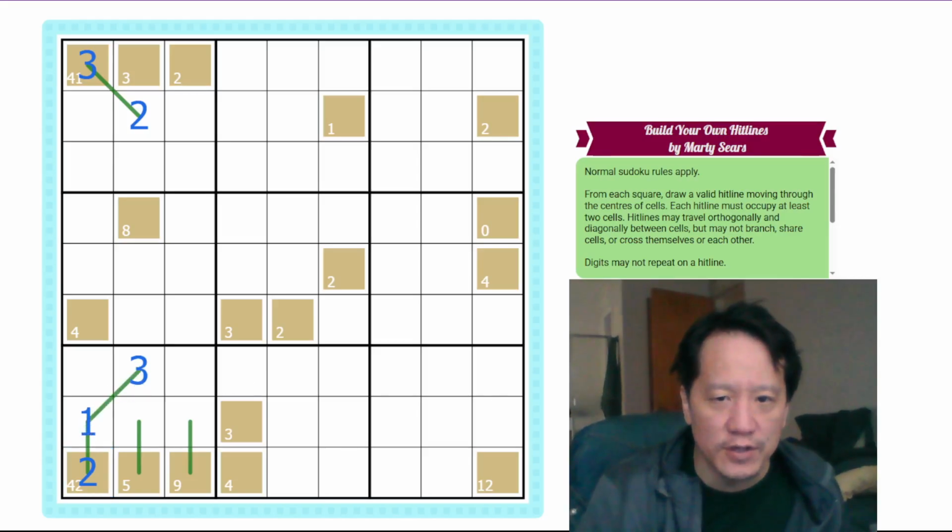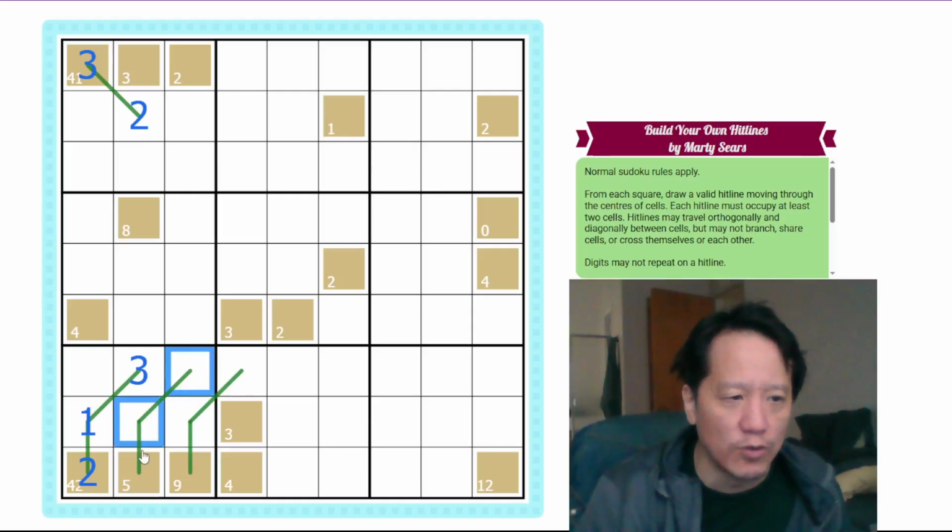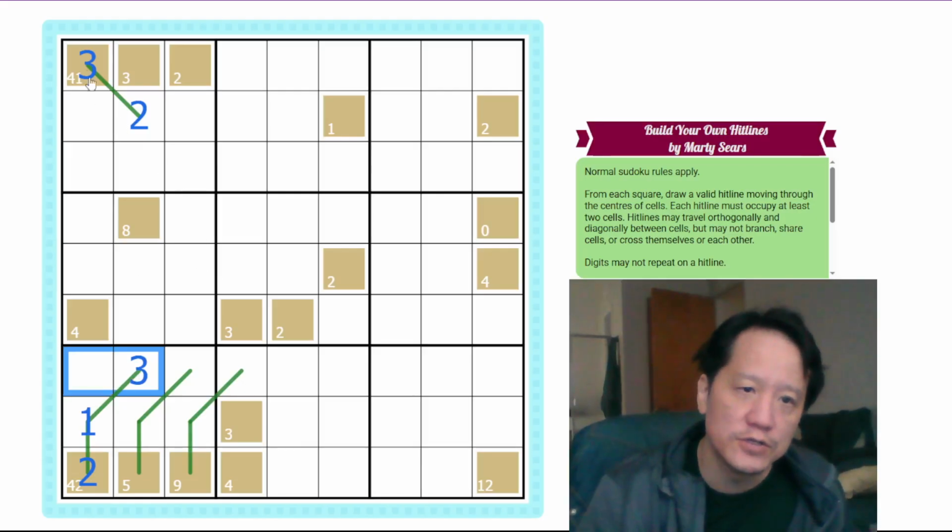So that must go to there, which means the 5 cannot cross and cannot share cells with another hit line. So it must go that way. This must go that way then, because there's no other place for it. And this can no longer be matching 1 and 2 or 3. It has to be matching 5 then. We know 3 can go to 4 here. So this is 3 and 2, and then it gets to 1 somewhere here.